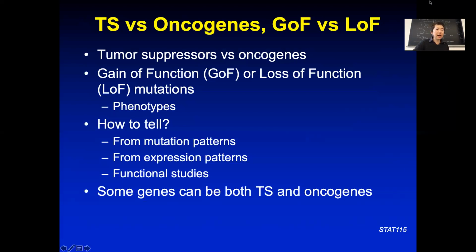There need to be some checks. Whereas oncogenes are the ones that are like the brake and the gas pedal. In order for cancer to happen, very often what you have is a gain of function mutation on the oncogenes or loss of function mutation on the tumor suppressor gene.